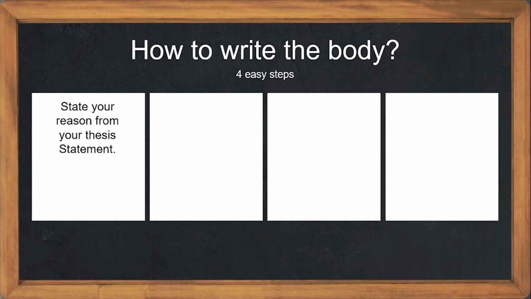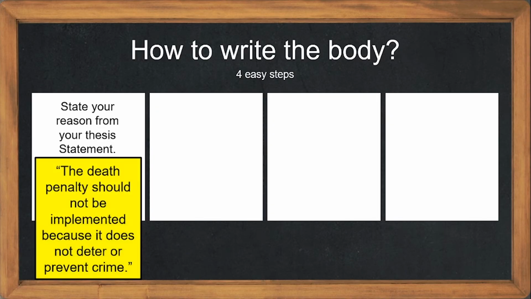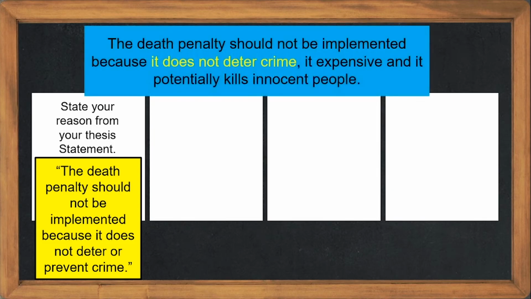First is you state your reason from your thesis statement. So for example, the death penalty should not be implemented because it does not deter or prevent crime. So as you can see, this is actually our first reason from our thesis statement.